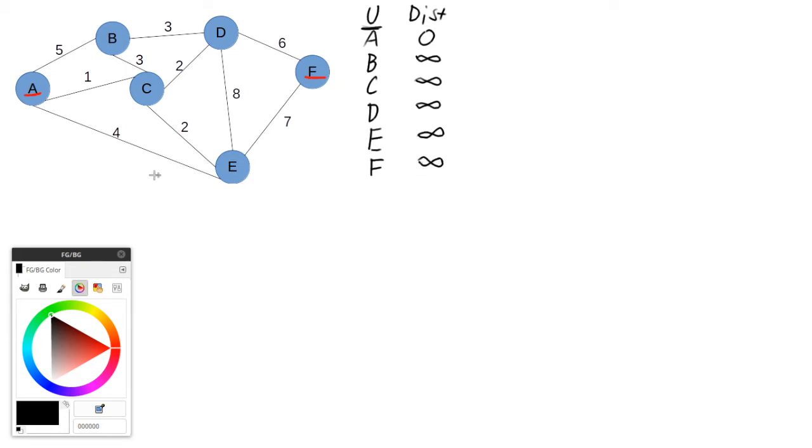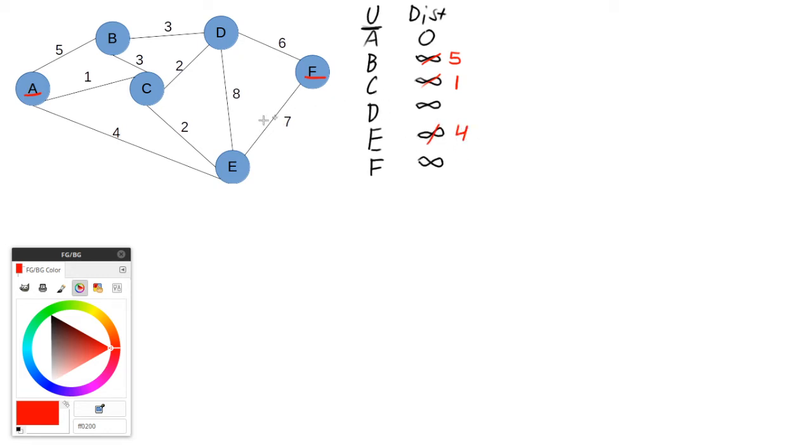And now we can start iterating through this algorithm. A is our current node because it has the smallest distance. And since it has the smallest distance, we want to look at all of its neighbors, which is B, C, and E. So B's distance from A is 5. So let's change our color for each step here. So B, its distance is 5. So that means we're going to cross this out because 5 is less than infinity. And then C's distance is 1, which is less than infinity. And E's distance is 4, which is also less than infinity.